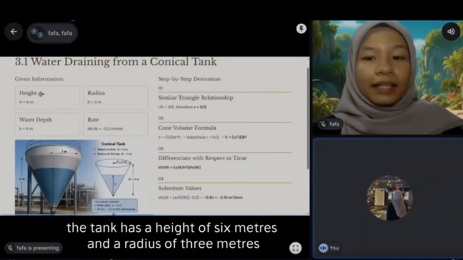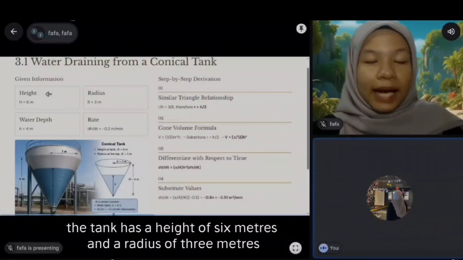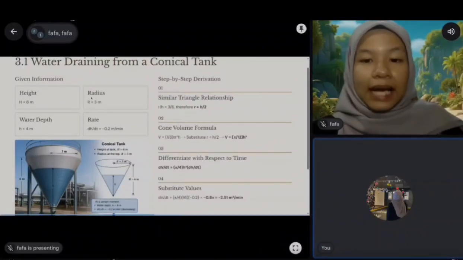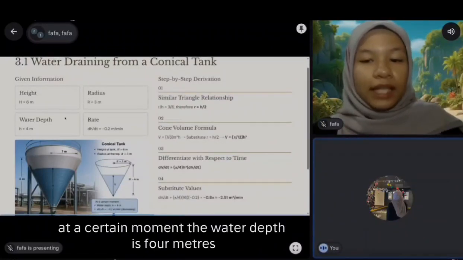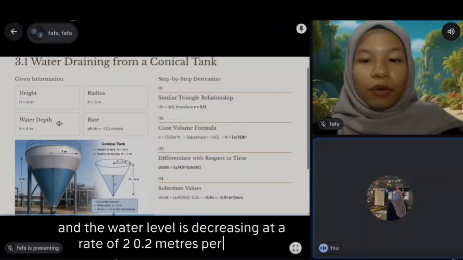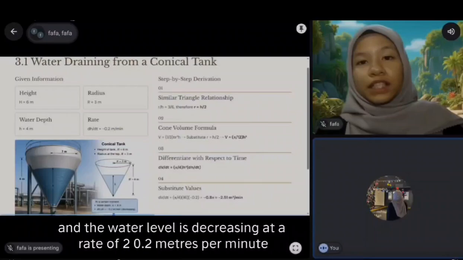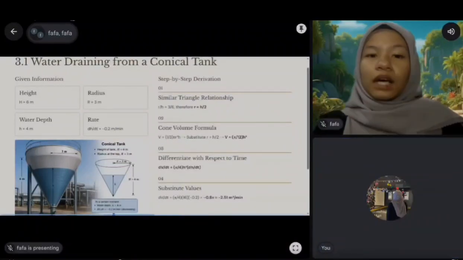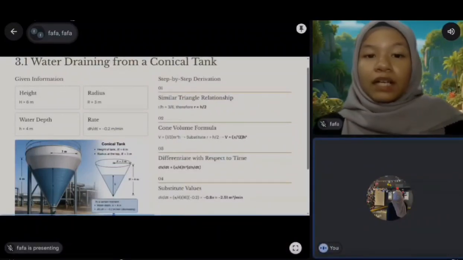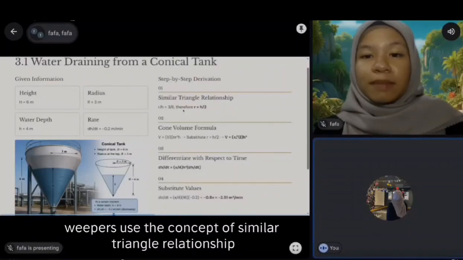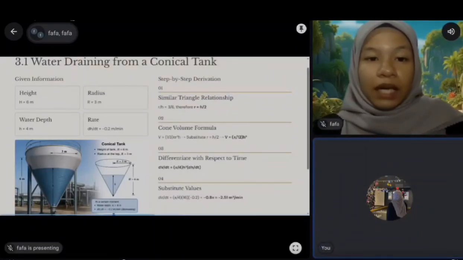Next, we will discuss the related rates problem involving water draining from a conical tank. The tank has a height of 6 meters and a radius of 3 meters. At a certain moment, the water depth is 4 meters and the water level is decreasing at a rate of 0.2 meters per minute. To solve this problem, we first use the concept of similar triangles.